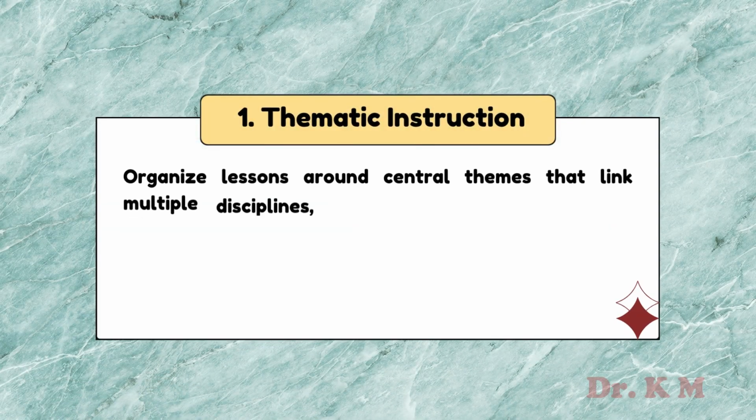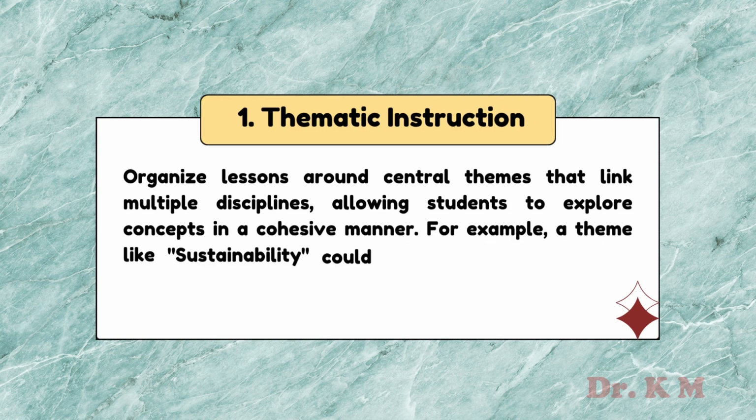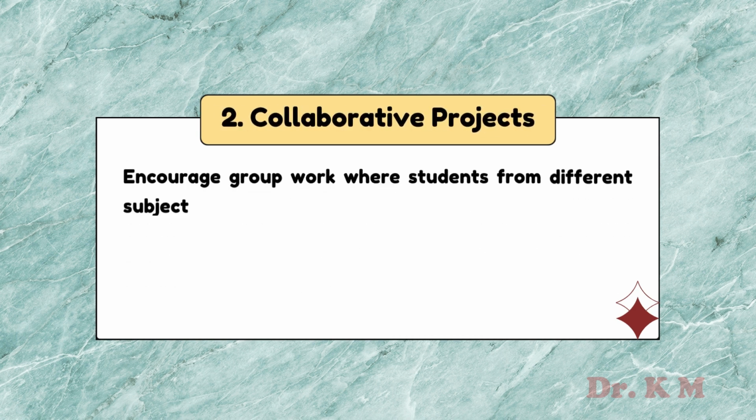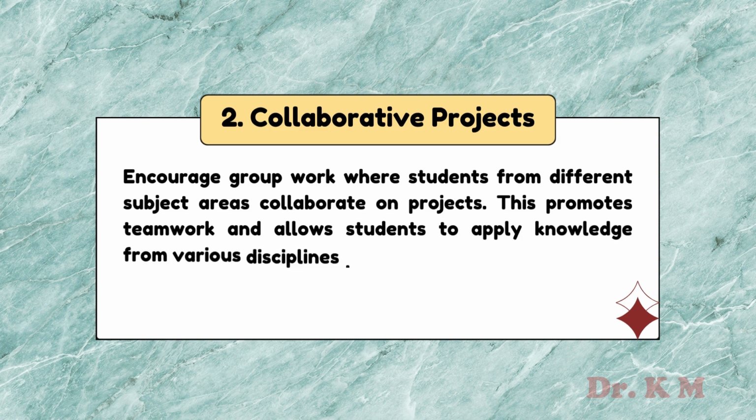1. Thematic instruction. Organize lessons around central themes that link multiple disciplines, allowing students to explore concepts in a cohesive manner. For example, a theme like sustainability could encompass science, social studies, and language arts. 2. Collaborative projects. Encourage group work where students from different subject areas collaborate on projects. This promotes teamwork and allows students to apply knowledge from various disciplines to solve real-world problems.